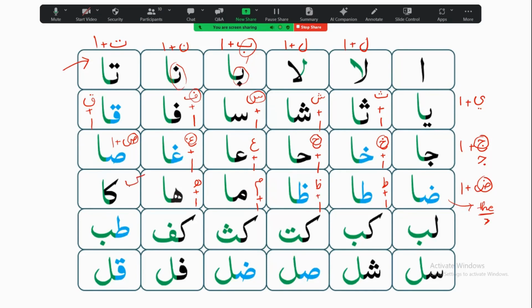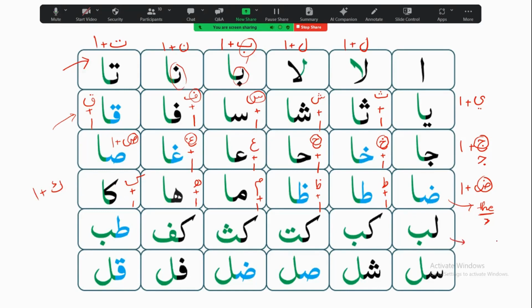Kaf letter, the light kaf letter, and alif, ka. Kaf letter, right? We write kaf like this as well, right? So kaf letter and alif, ka. This was qaf letter. Qaf and alif, qa. The heavy. And this is ka. Kaf and alif, ka.